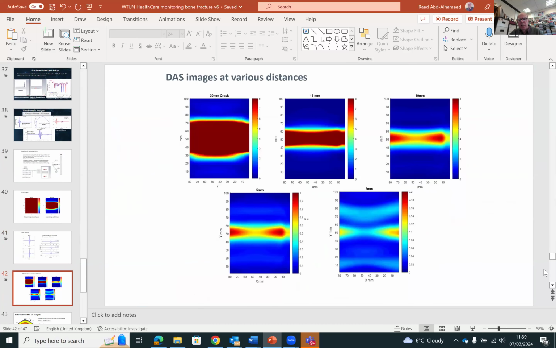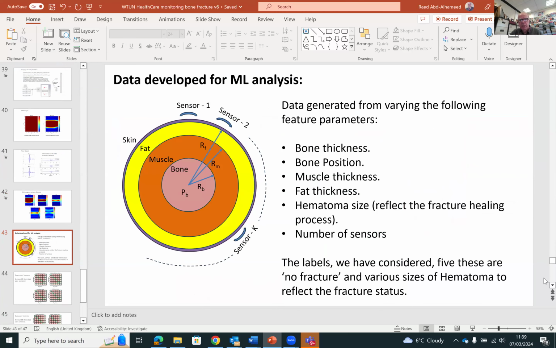We can show you as well how we are trying to view the fractures in terms of RF sensors. And you can see as well when we have fractures with different types of distances and types of hematoma generated from the space of that fracture. And we are capable as well to view the fractures even within 2 millimeter size of that.